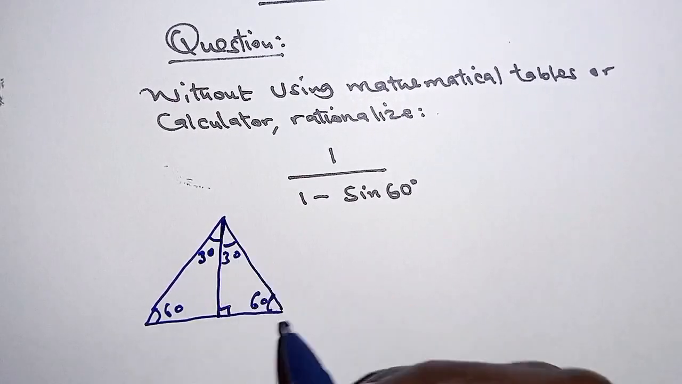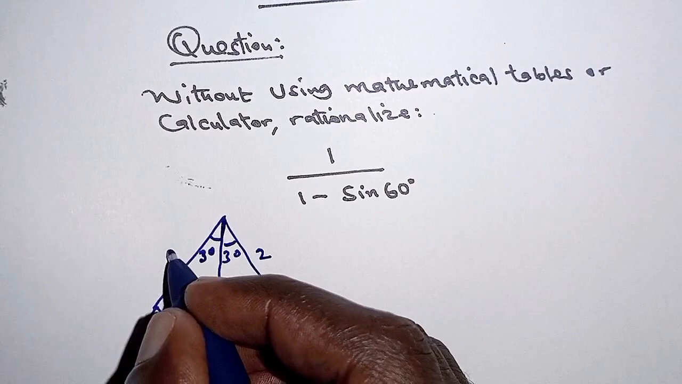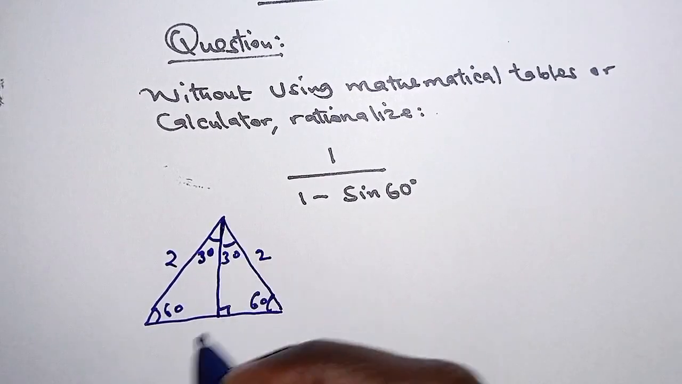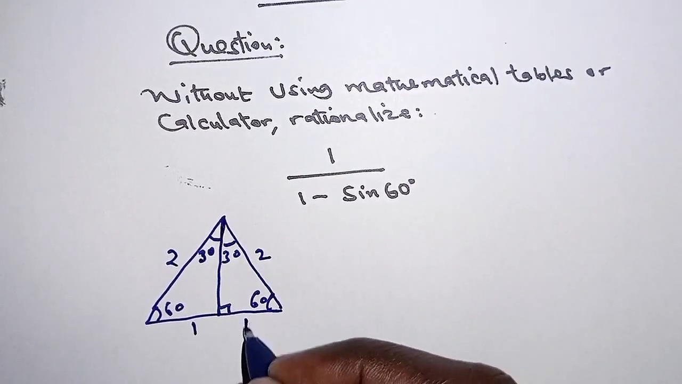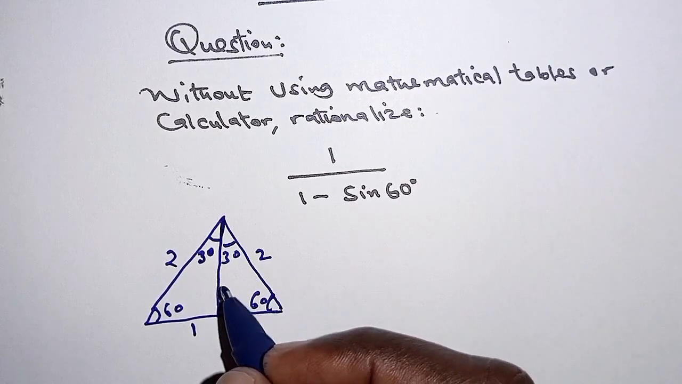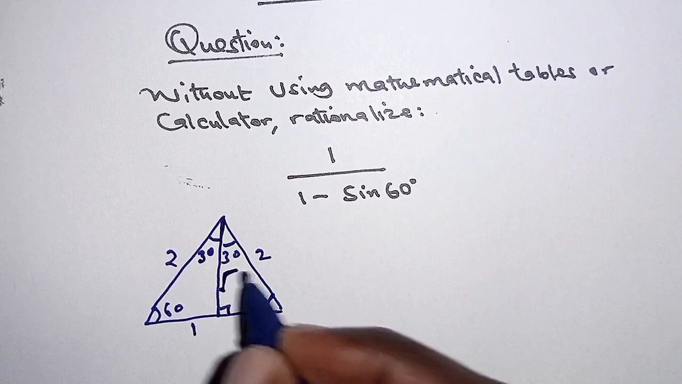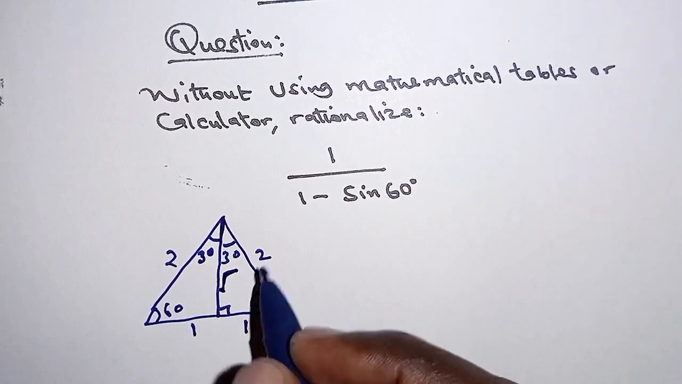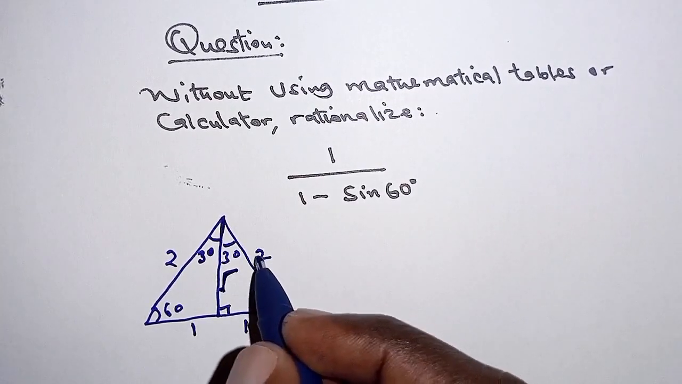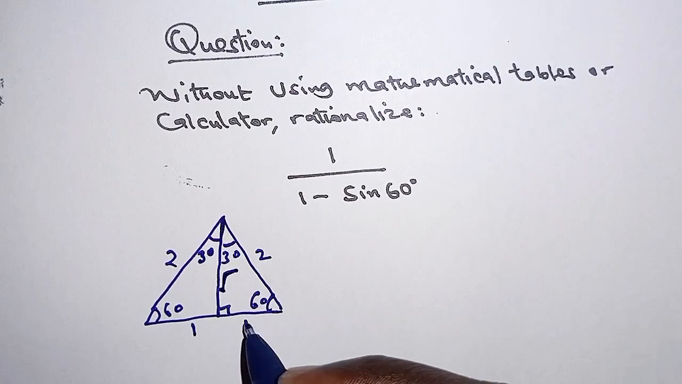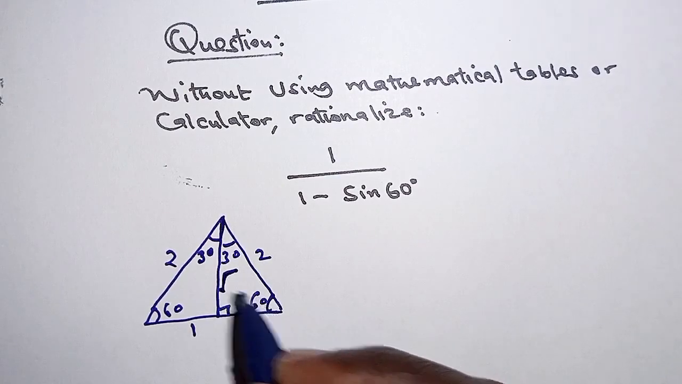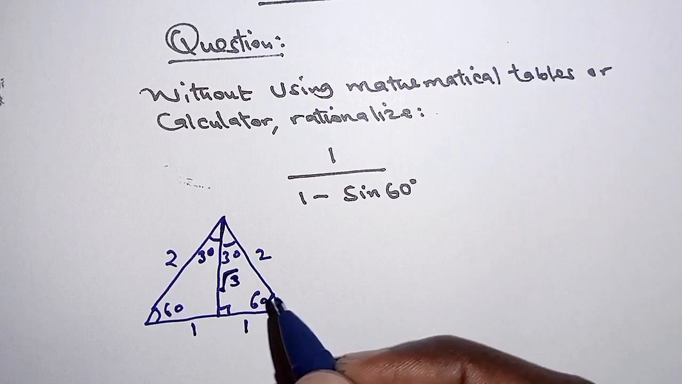Now the sides are 2 units. So because this line bisects the base, this is 1 and this is 1. Applying Pythagoras theorem, the height here becomes the square root of hypotenuse squared minus b squared. That is, hypotenuse squared is 2 squared, that is 4. 4 minus 1 squared, that is 3. So we have the square root of 3.